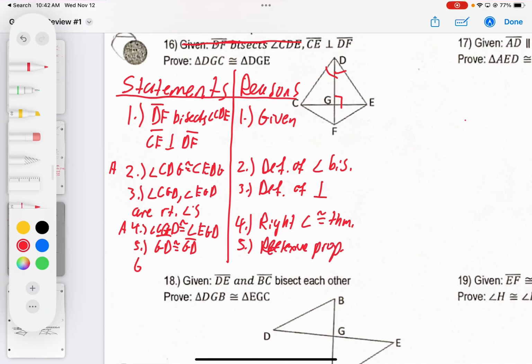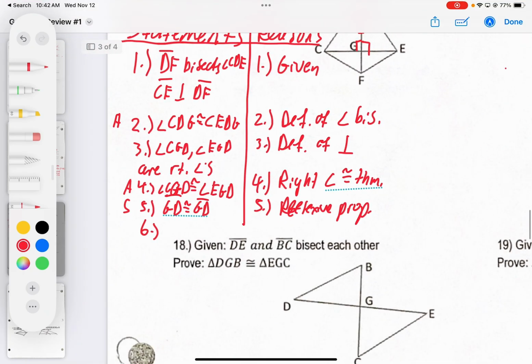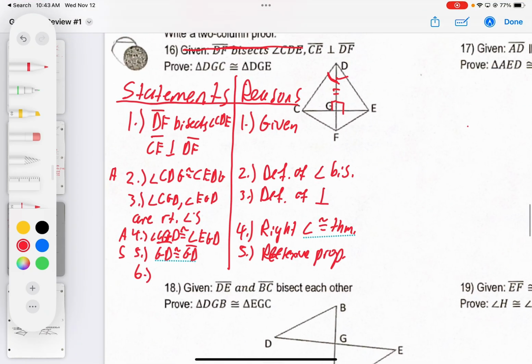All right. Now I have two angles and a side. Is it angle, side, angle, or angle, angle, side? Good, because that side is in between the two angles that I marked, this angle and then that angle. So because of that, it is angle, side, angle. So I copy down the proof statement, triangle DGC congruent to triangle DGE. Reason for that would be, you guys said angle, side, angle.